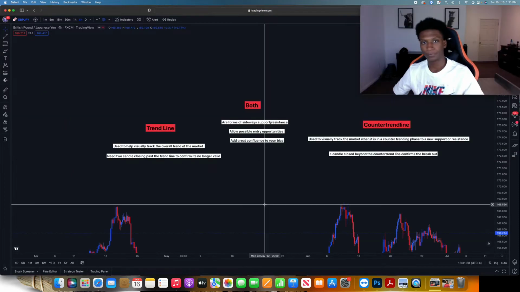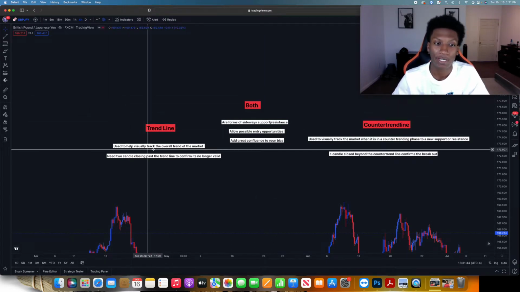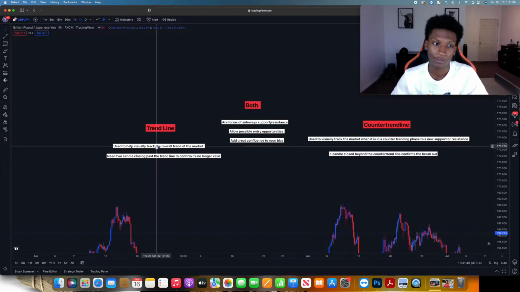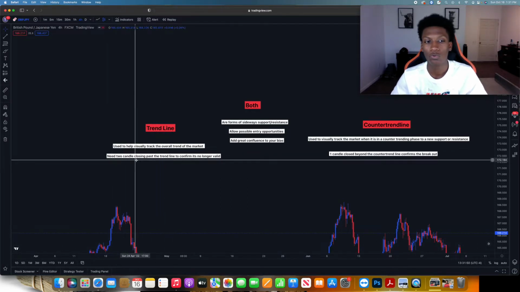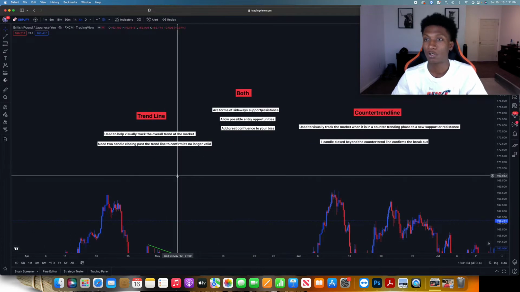Okay, so what exactly is a trend line? Well, a trend line is used to visually track the overall trend of the market. A trend line also needs two candles to close past the trend line to confirm that it's no longer valid.